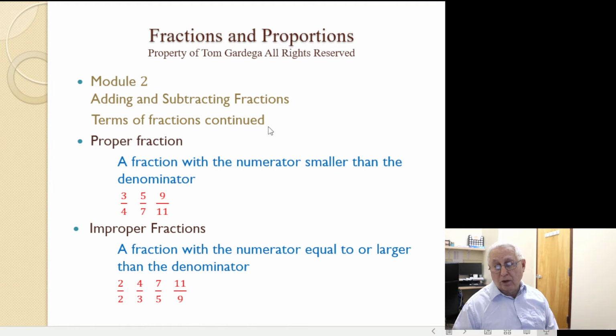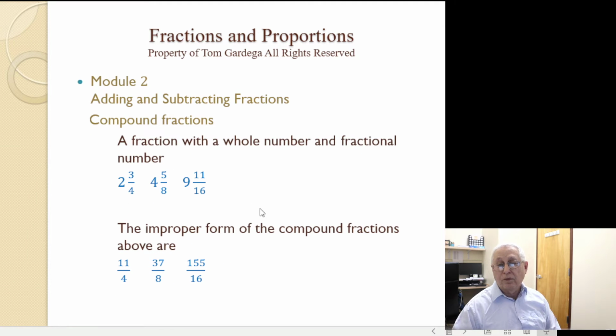Proper fraction. A proper fraction is one with a numerator smaller than the denominator. For example, 3/4, where the numerator 3 is smaller than the denominator 4. 5/7, 9/11. An improper fraction is one where the numerator is equal to or larger than the denominator. For example, 2/2. These are equal. 4/3, the numerator 4 is larger than the denominator 3. 7/5, 11/9. These are all examples of improper fractions.